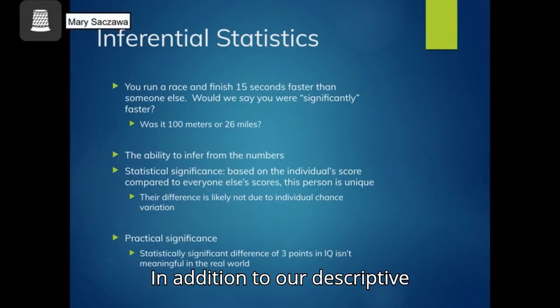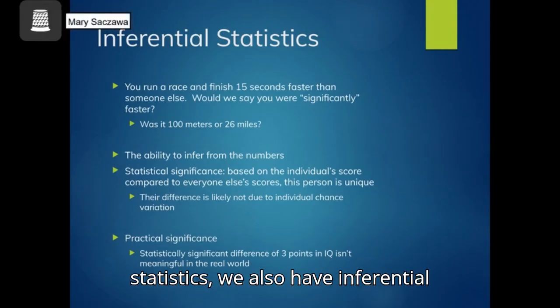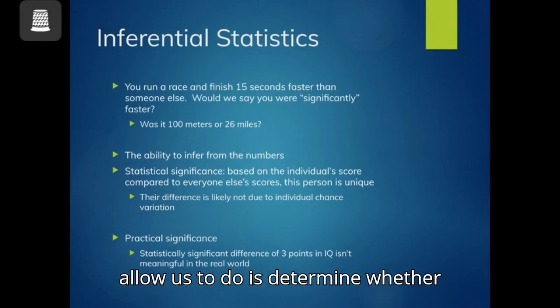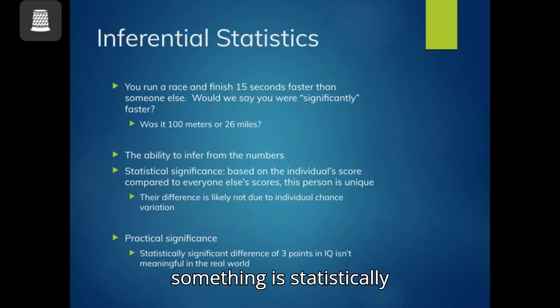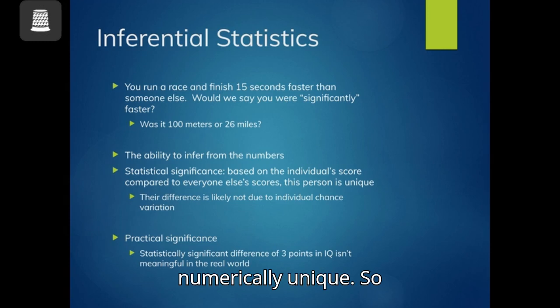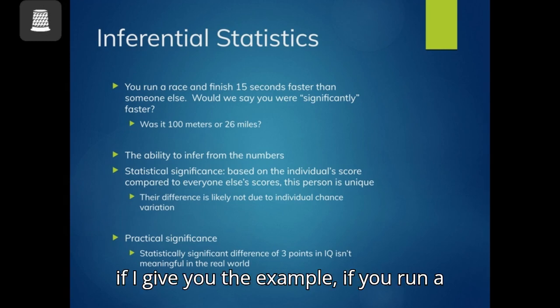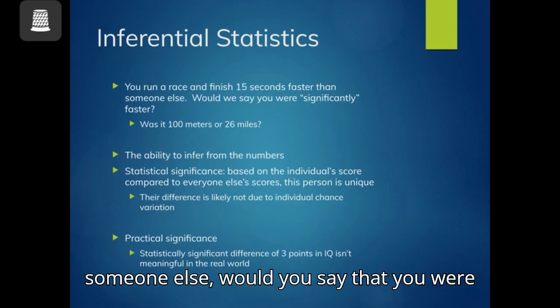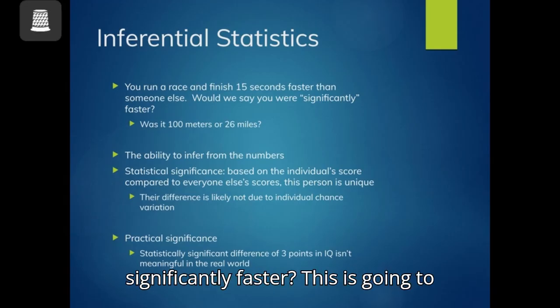In addition to our descriptive statistics, we also have inferential statistics. What inferential statistics allow us to do is determine whether something is statistically significant, which means that it is numerically unique. So if I give you the example, if you run a race and finish 15 seconds faster than someone else, would you say that you were significantly faster? This is going to depend.